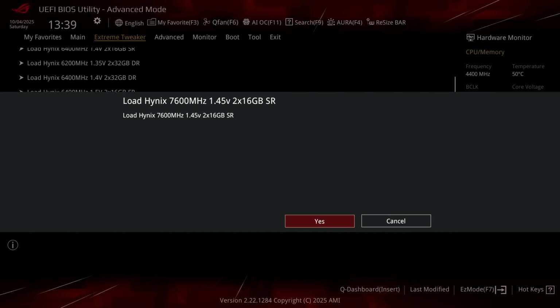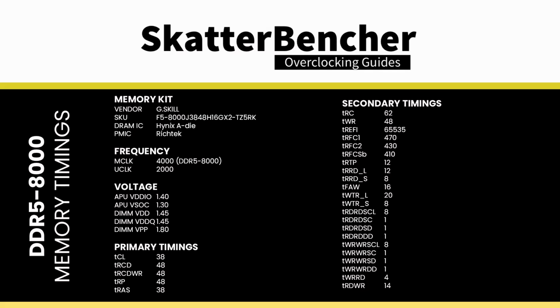preset. Unfortunately, unlike with previous overclocking guides, I had to adjust quite a lot of memory timings to make the memory pass our target of 1 hour of OCCT stress testing. Here's the final optimized memory timings for this memory kit.